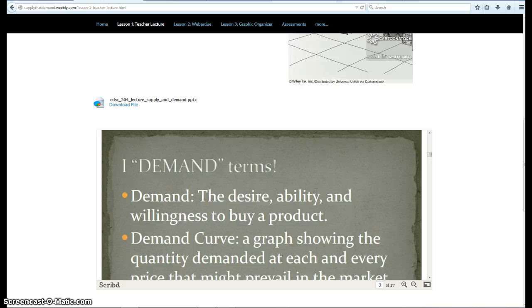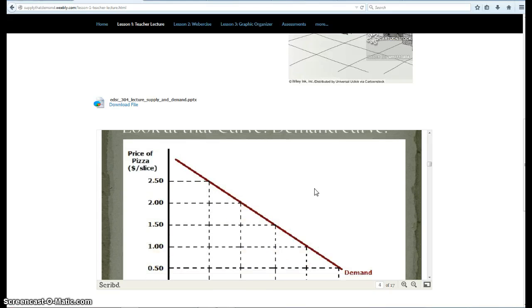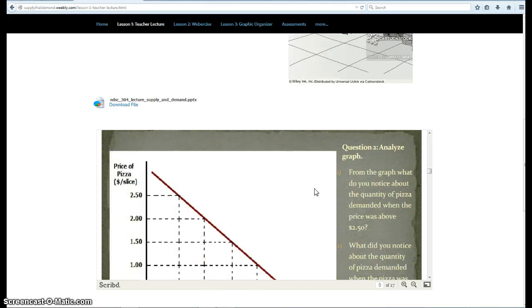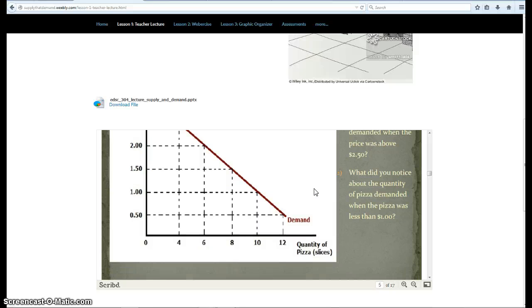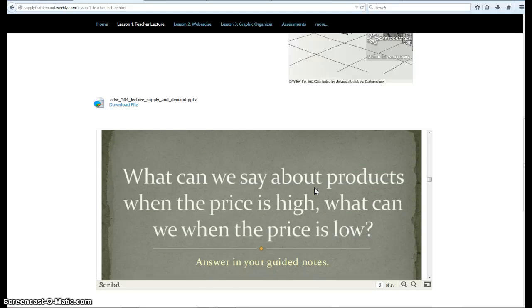So like I'll say things like, I demand terms, and then, here we go. And then again, most of it is visual, most of it is application. I want my students to constantly keep doing things. I don't want them to just sit there and listen and listen and listen.